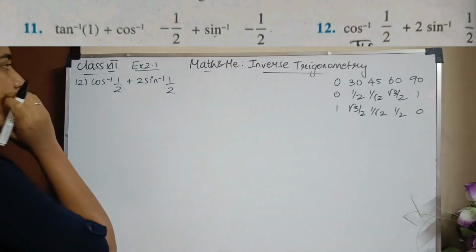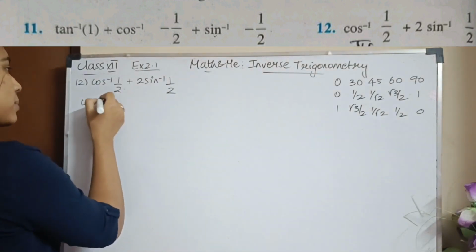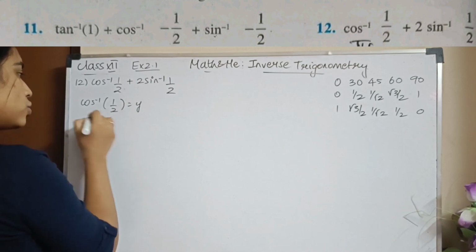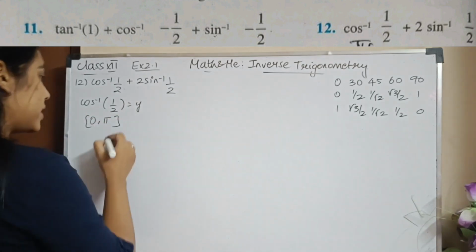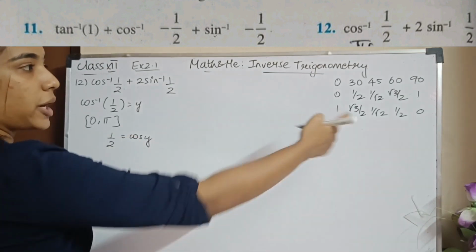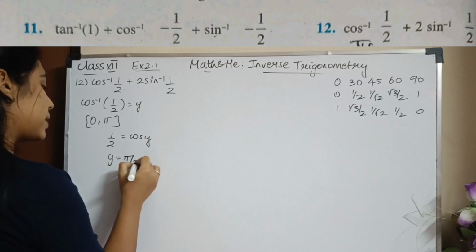Twelfth question: cos inverse of 1 by 2 plus sine inverse of 1 by 2. Let's do cos inverse of 1 by 2 first. So cos inverse of 1 by 2 equals y. What is the range? 0 to pi, including 0 and pi. Next, 1 by 2 equals cos y. What is the value of y? 60 degrees, which is pi by 3. So I have y equals pi divided by 3.